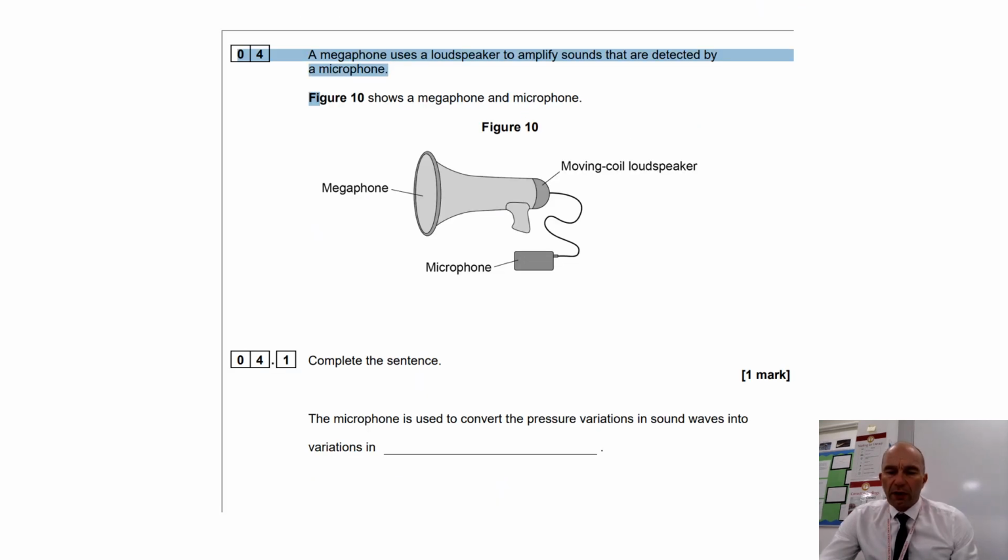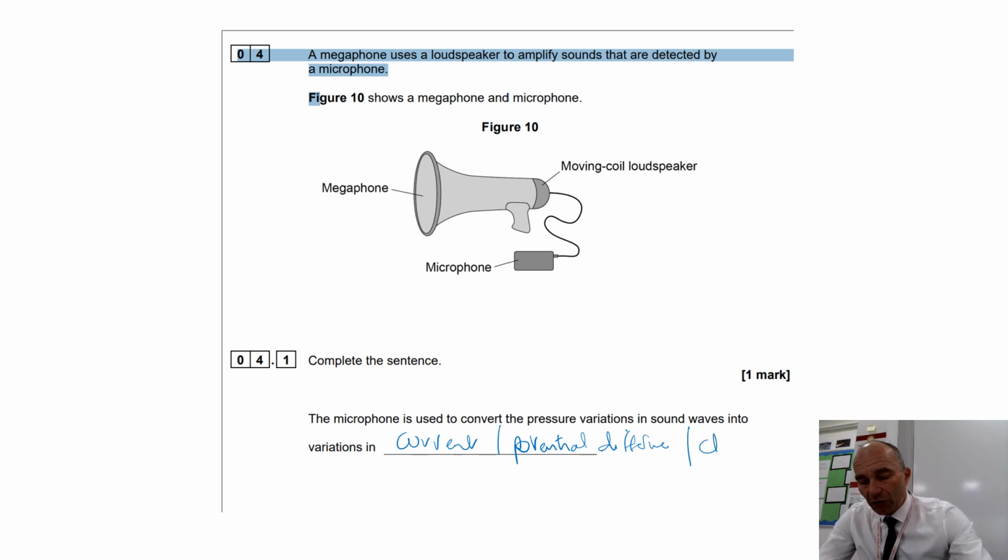So question 4, we're looking at a megaphone. It uses a loudspeaker to amplify the sounds that are detected by the microphone. And we've got the diagram there. We need to complete the sentence. So the microphone is used to convert the pressure variations in sound waves into variations in, well, there's different possibilities, variations in current, or you could go for potential difference. And the other possible answer linked to all that is charge flow. Now the first 2 answers are probably the best 2, to try and remember it from that point of view.